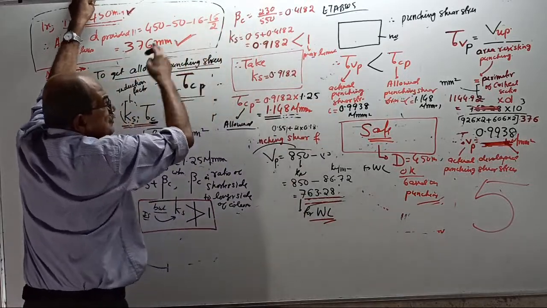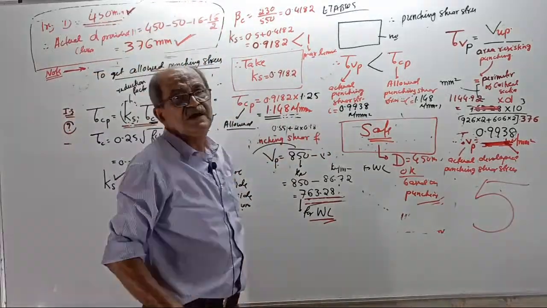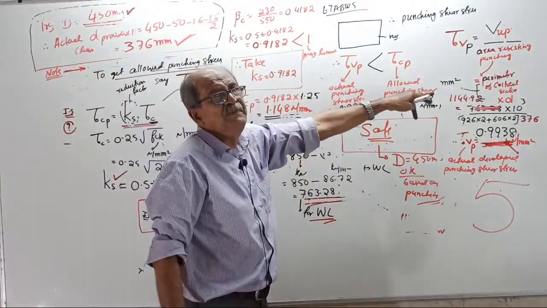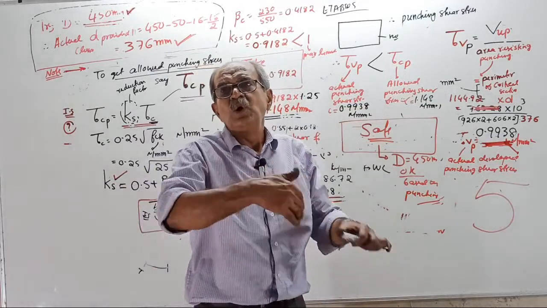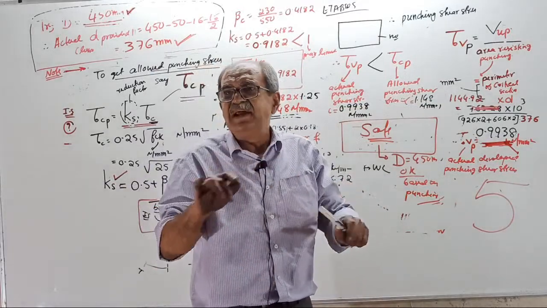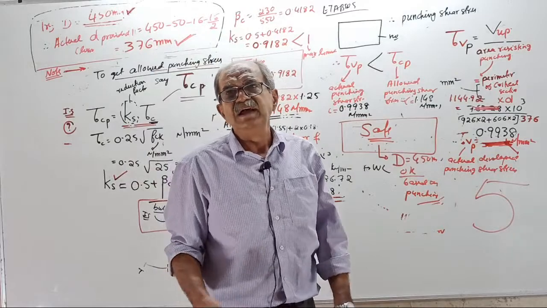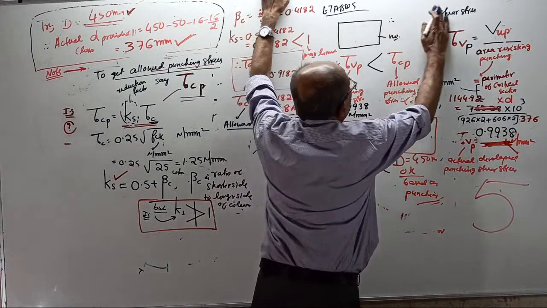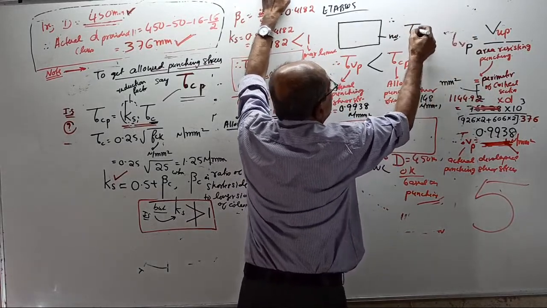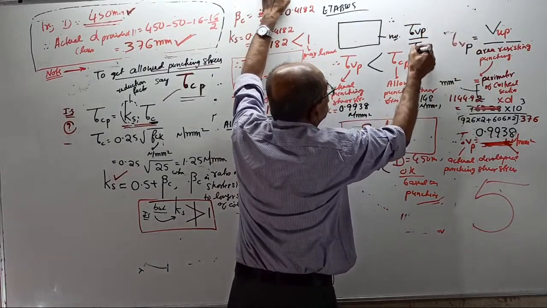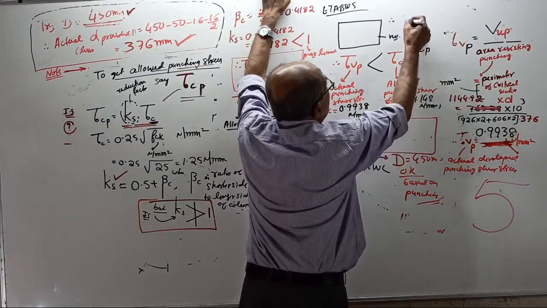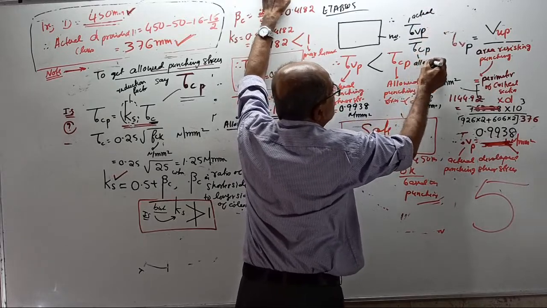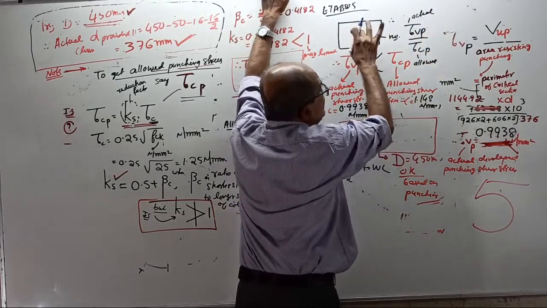It will tell you, if you right click in the SAFE, the critical section, and it will even tell you the periphery area, the perimeter, everything. But outside, it will give you a number. That number is the ratio of tau Vp by tau C, meaning actual stress by allowed stress. Tell me, you want that number to be what?